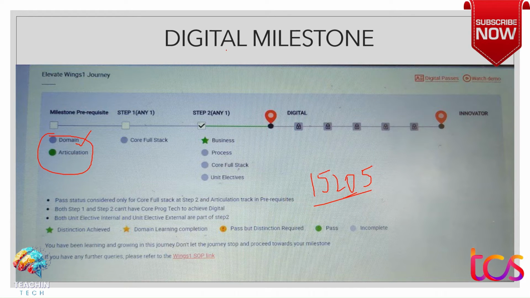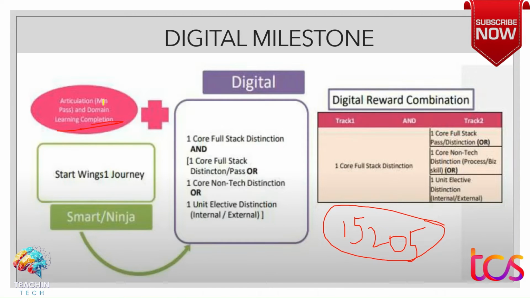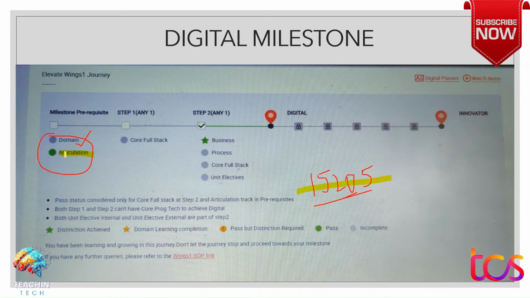First of all you should finish a prerequisite which is in 10205. After that, when you are registering for this examination, you will select articulation. There you should get minimum pass. If you get minimum pass or else distinction, that's fine. You can see the star is a distinction, and this is the pass.